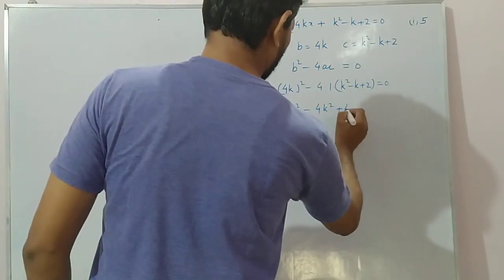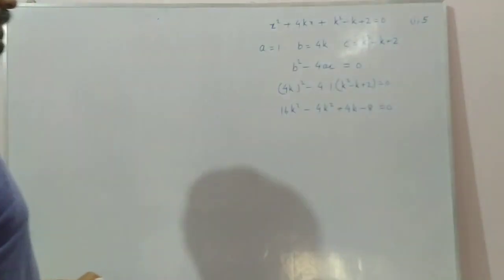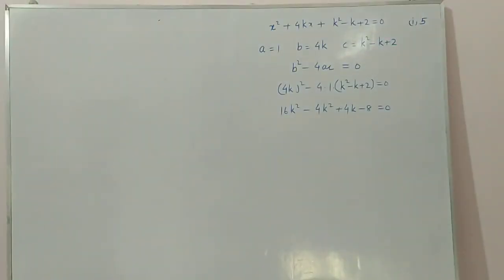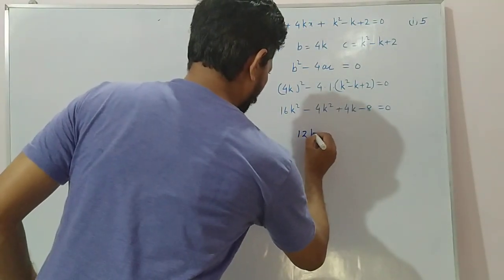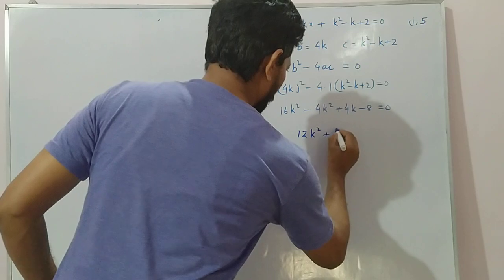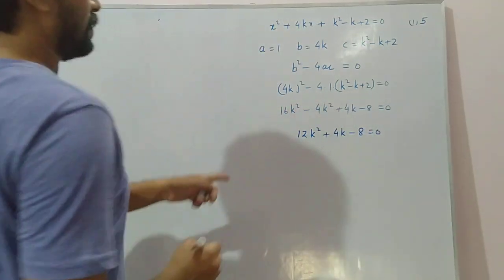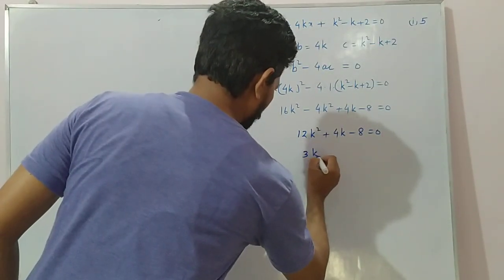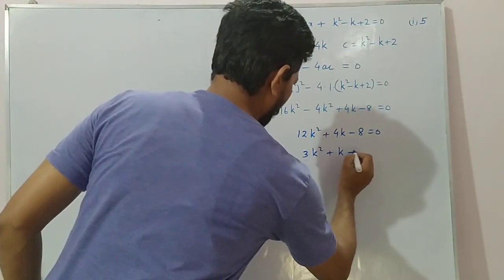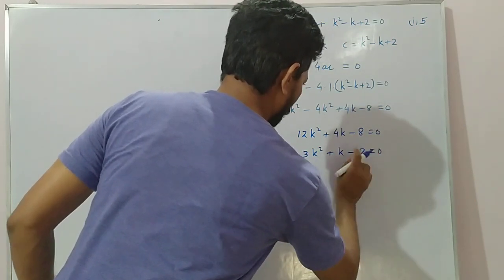4k square plus 4k minus 8 equal to 0. Now, 16k square minus 4k square, that is 12k square plus 4k minus 8 equal to 0. So we can simplify this one. Divided by 4, you will get 3k square plus k minus 2 equal to 0.